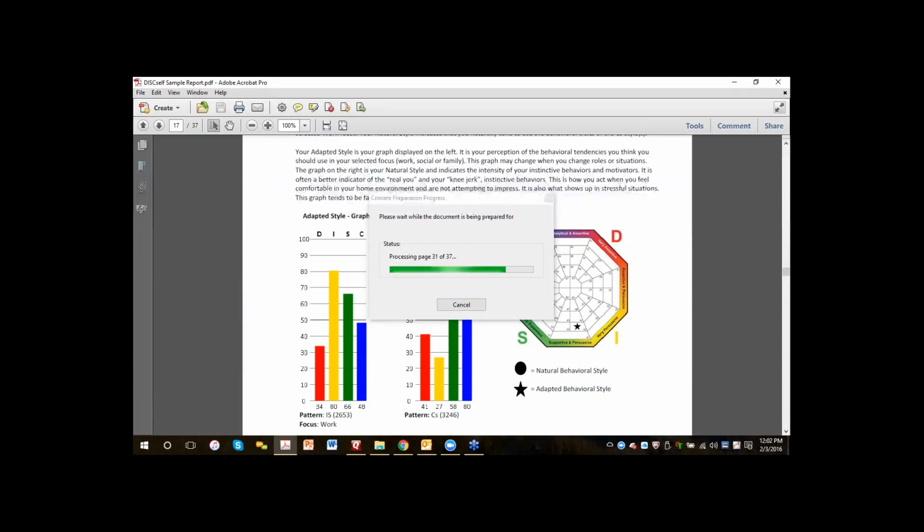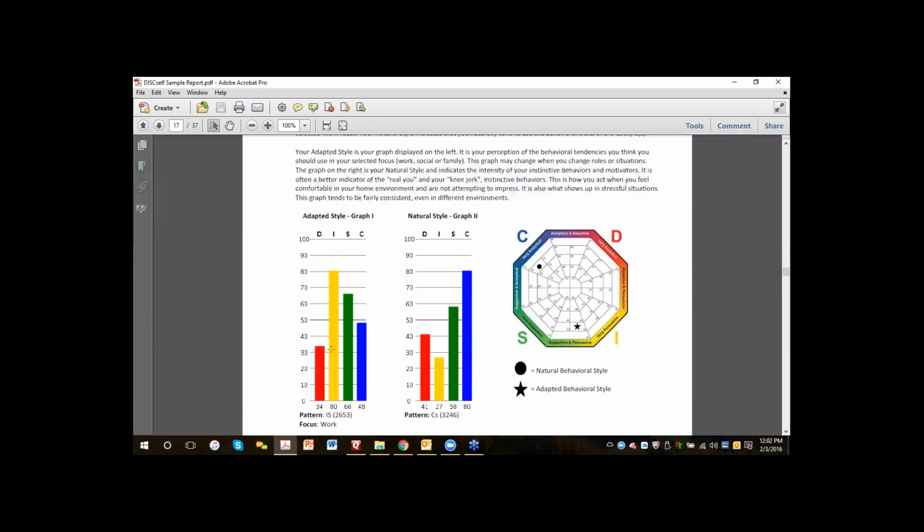So here's two graphs, all right? The one on the left here is adapted, and here's the natural. Angie, you can see that okay, can't you? Yes, I can see it perfect. So these are the two things I want to talk about, the graphs and the wheel, because those are the two things that most people who get the report, the respondents, ask about.